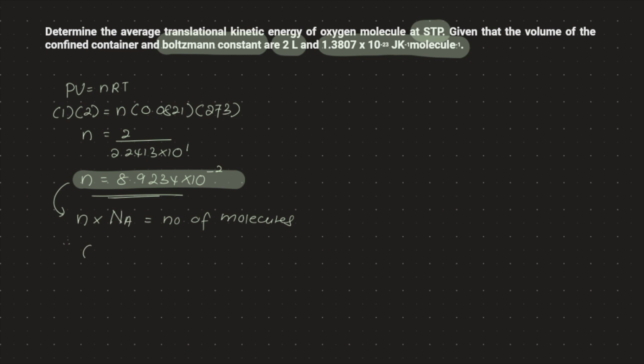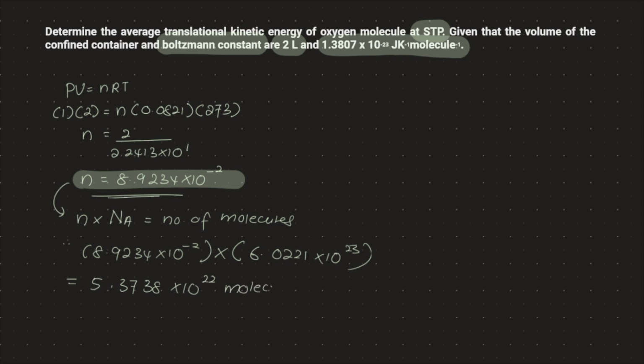Therefore, your N is 8.9234 times 10 to the power of negative 2 times the Avogadro number, which is 6.0221 times 10 to the power of 23. So you will get 5.3738 times 10 to the power of 22 molecules of oxygen.